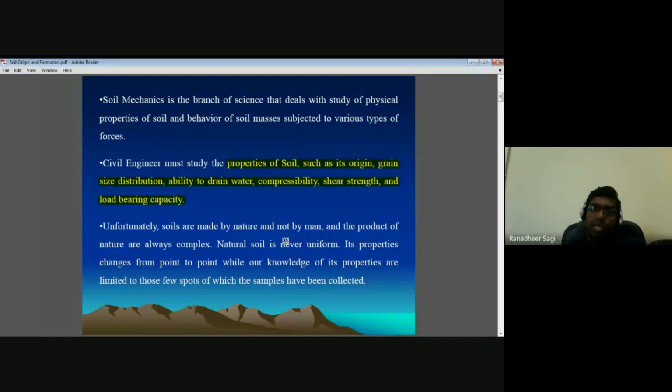So soils are made by nature and not by man, and the products of nature are always complex. The behavior of a material made by nature is certainly complex, varies from place to place, and is not going to be uniform from place to place. And with time also, the characteristics of that material get changed. So that's the reason it's very important for everyone to understand its behavior.